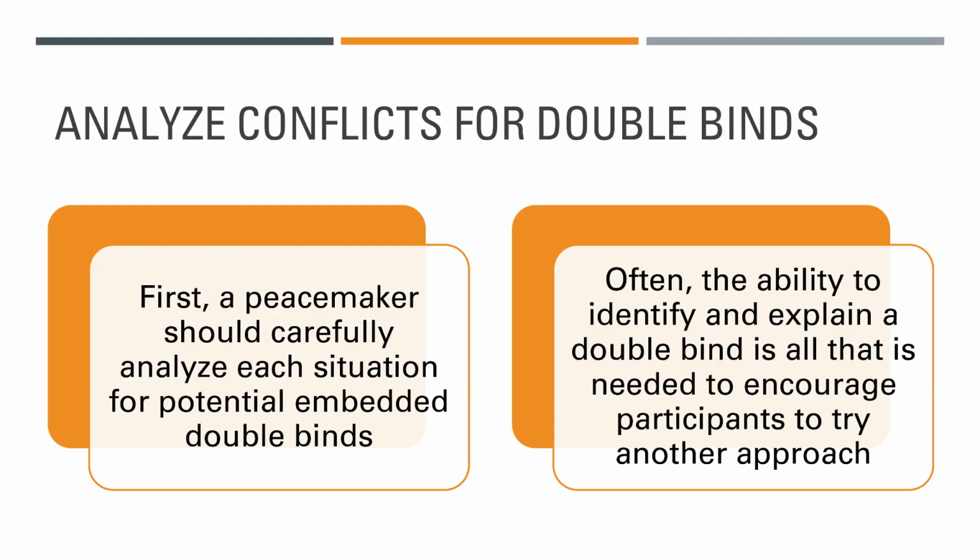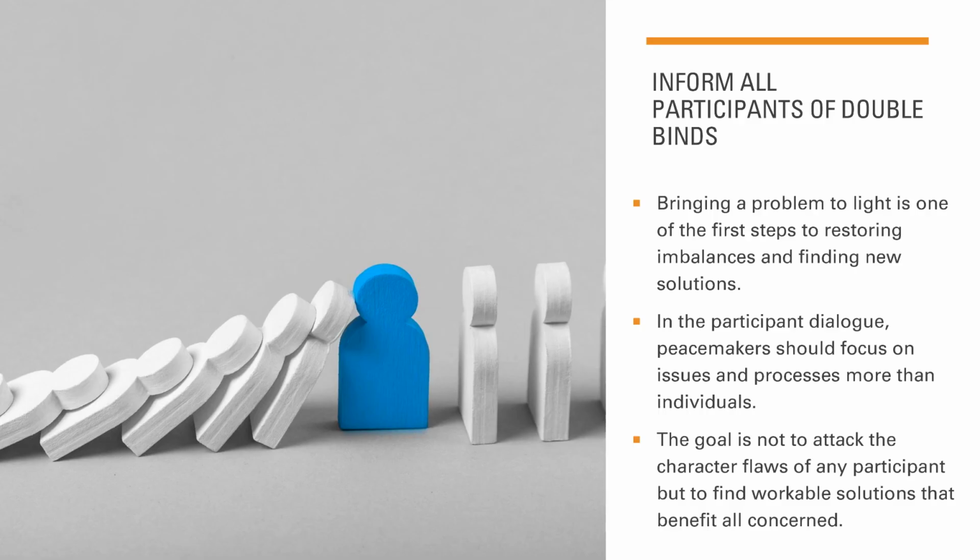Analyze conflicts for double binds. First, a peacemaker should carefully analyze each situation for potential embedded double binds. Often, the ability to identify and explain a double bind is all that is needed to encourage participants to try another approach. Number two, inform all participants of double binds.